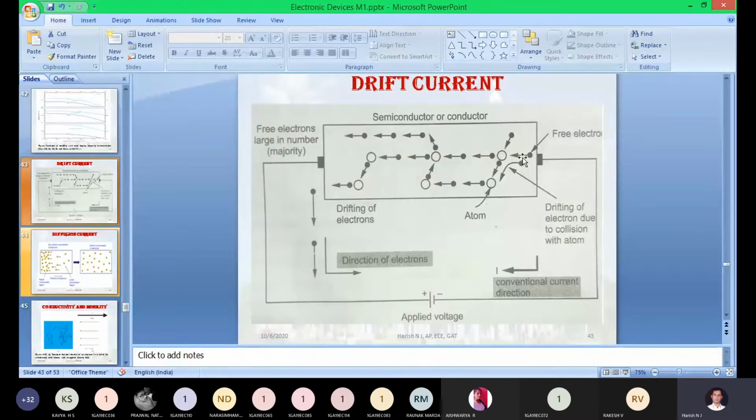The concept is clear? Hello? Anyone have a doubt in the drift current concept? Yeah, please. No, sir. No doubts. Okay. So shall I move to the next concept, diffusion?